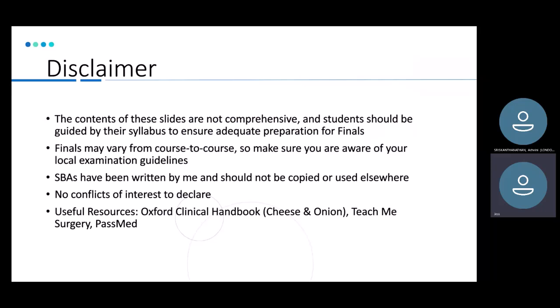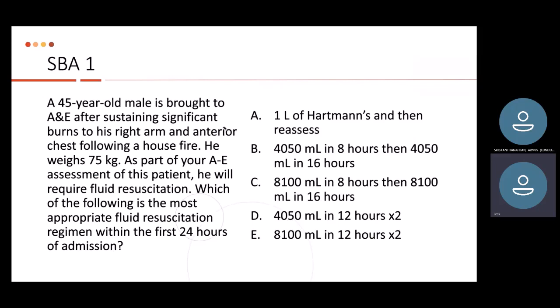So start with plastic surgery. The first SBA is a 45-year-old male that's brought to A&E after sustaining significant burns to his right arm and anterior chest following a house fire. He weighs 75 kilograms. As part of your A to E assessment of this patient, he will require fluid resuscitation. Which one of the following is the most appropriate fluid resuscitation regimen within the first 24 hours of admission?